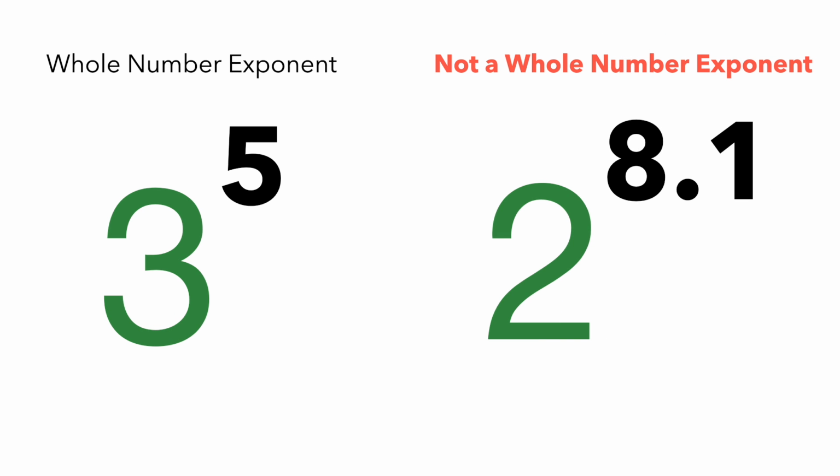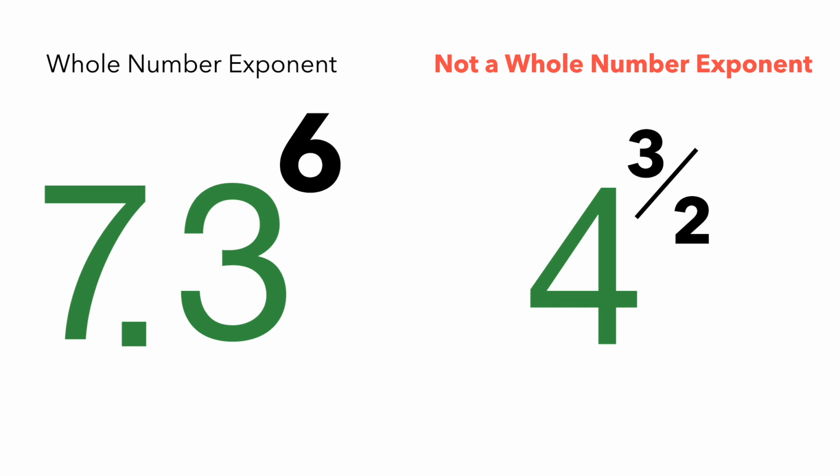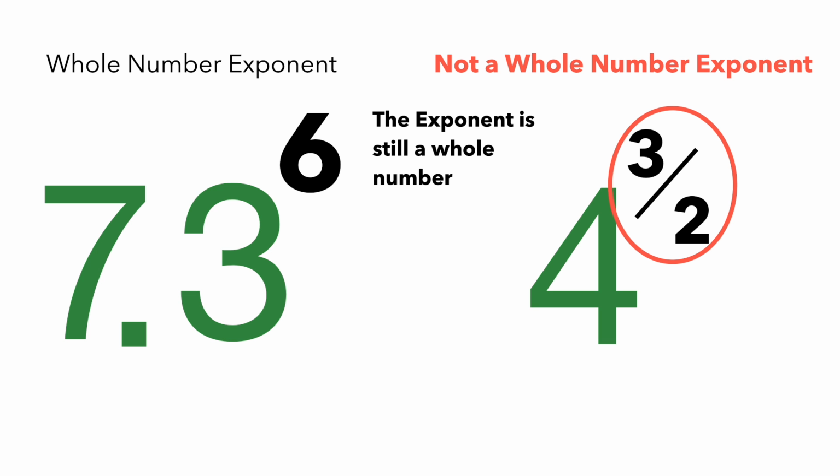Let's do a few more examples here. So we have 3 to the exponent of 5, that's a whole number exponent because of 5. 2 to the 8.1 power is not a whole number exponent because of that 8.1, not a whole number on the exponent. Here, some people might confuse this 7.3 to the 6 power as not a whole number, but this is a whole number exponent because the exponent is still a whole number, even if the base number is not. Versus over here, 4 to the 3 over 2 power, again, a fraction. You cannot have a fractional exponent as a whole number exponent.